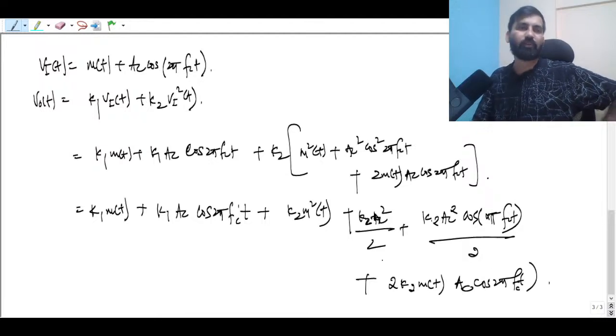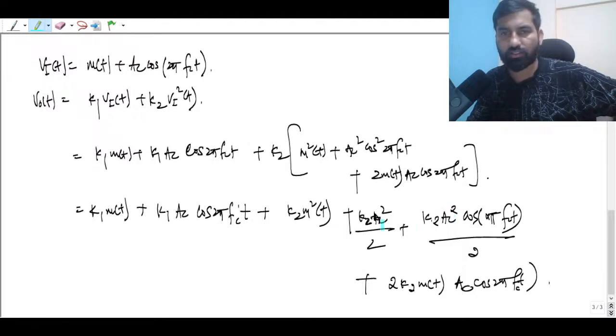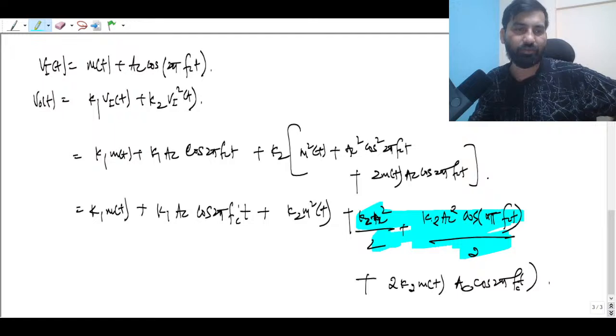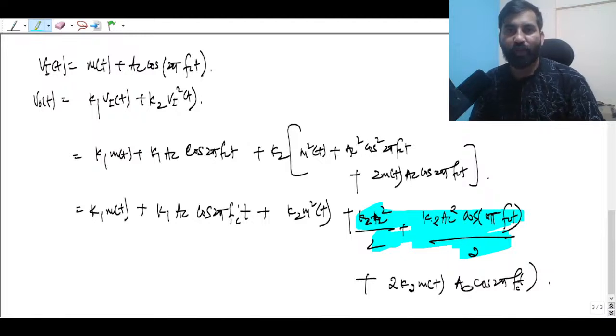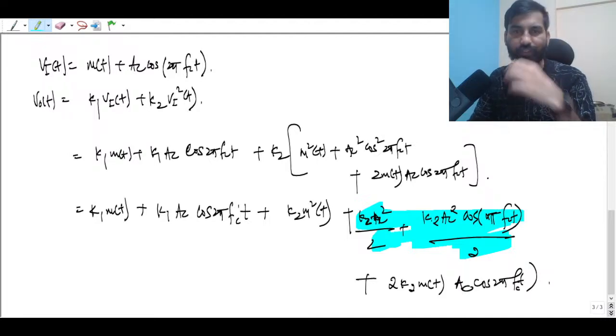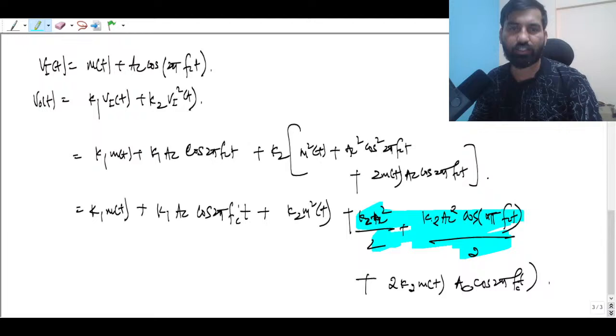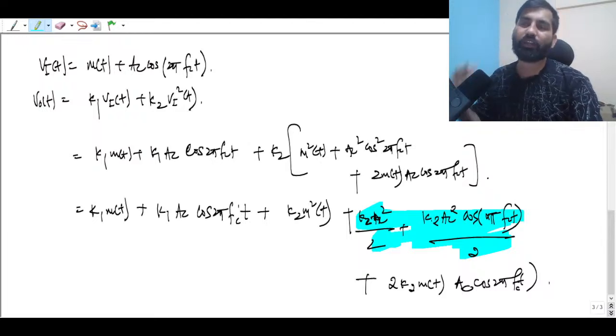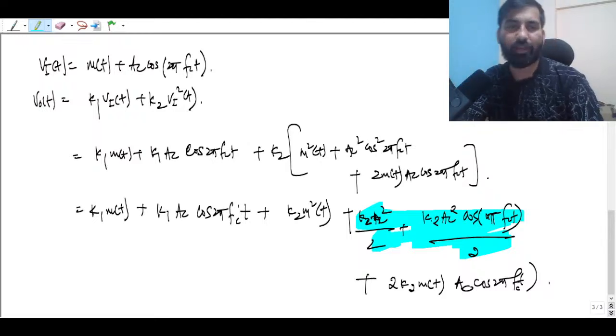So here I'm using some trigonometric results. Okay, understand? Please remember this. I think everybody knows that also. Cos square theta can be written as 1 plus cos 2 theta by 2. I think this is clear. And this you can pass through an ideal band pass filter, right?